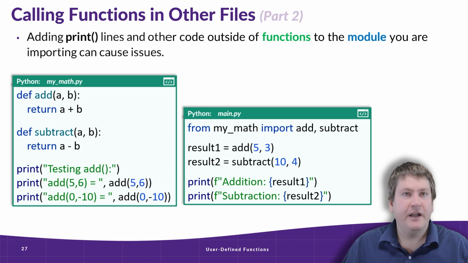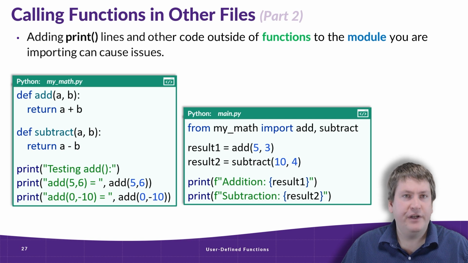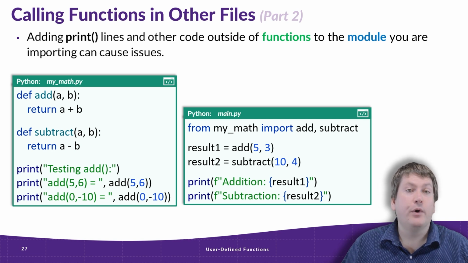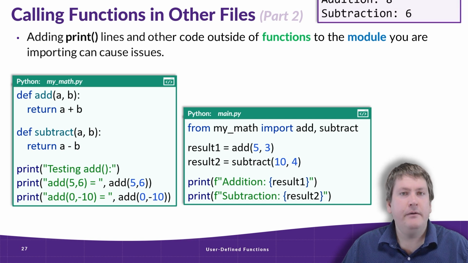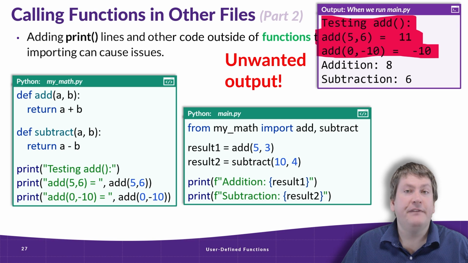One important detail that we have to pay attention to when we're defining our own modules is that any lines outside of a function are going to be run when we import that module. In this case, we added a few print lines to mymath.py to test and debug the output. However, when we import it now to main.py, we get some output that might be unwanted. Here we have all of that testing and debugging output from mymath.py, and this is caused by importing the module.